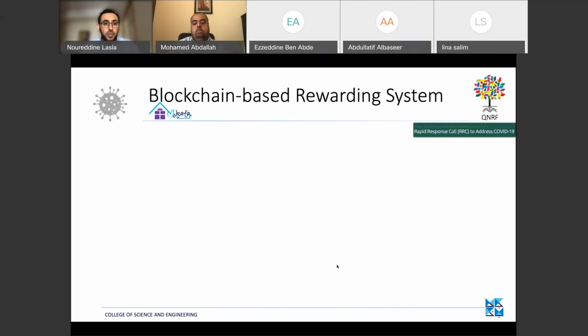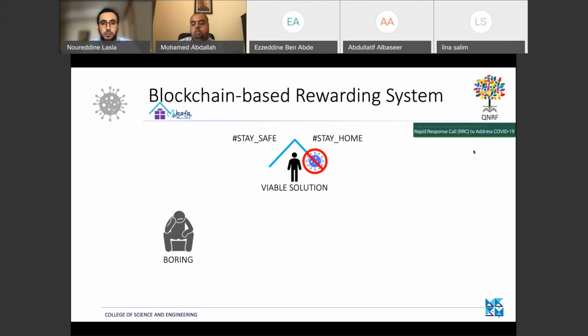So the last project, which is a very recent project that we were recently awarded by QNRF in response to the RRC call. The idea of the project is that, until now, in the wait for the vaccine, the most viable solution to mitigate the pandemic is to stay at home or apply social distancing. However, from our 3 months of experience of confinement, we have noticed that people start getting bored of this situation, and especially that the statistics about the new cases, the trends, are not very clear.